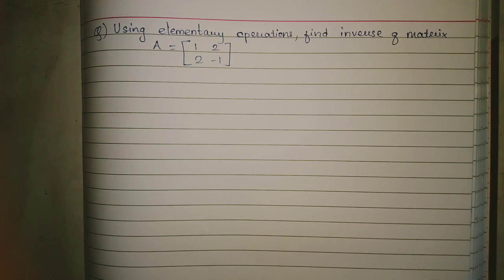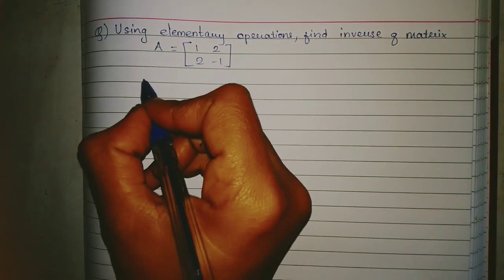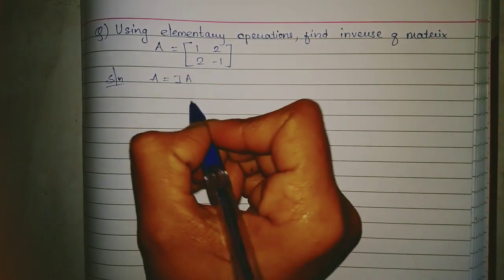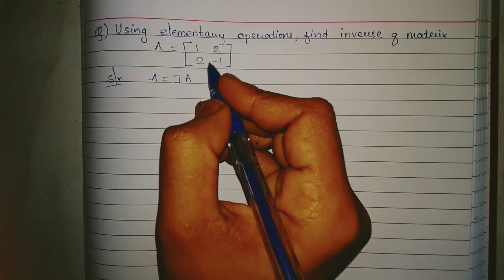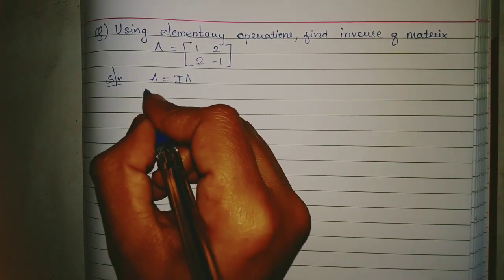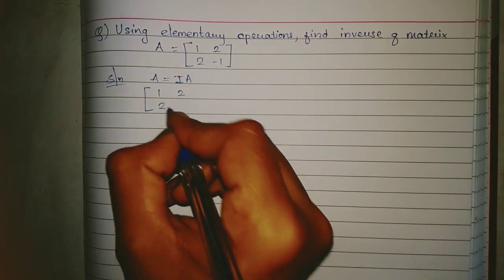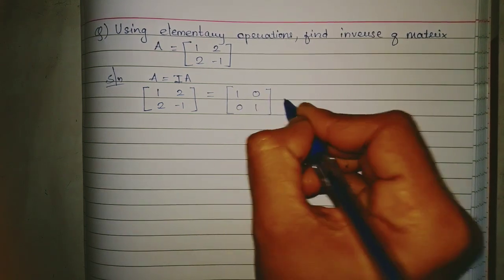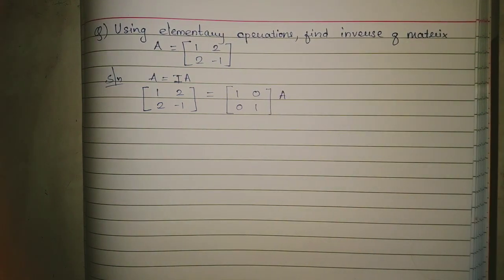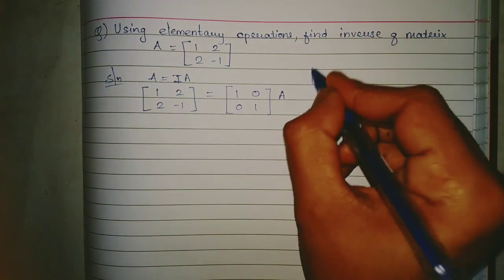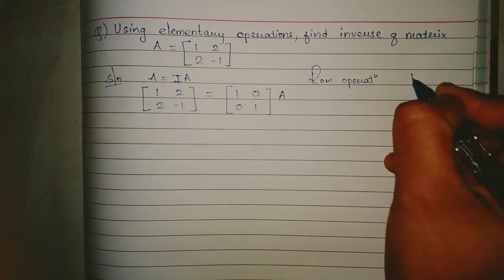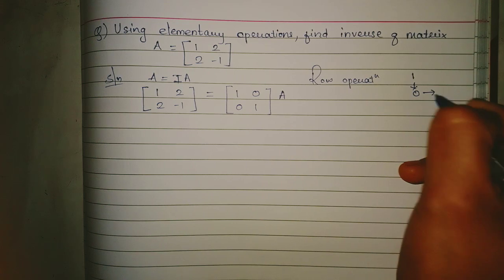So for row operations, I've told you to use A is equal to IA. Yes. So let's write your identity matrix 1 0 0 1 into A. Now you have to start. This is a row operation. So you have to start from 1, then 0, then 1 and 0. So this way you have to go.